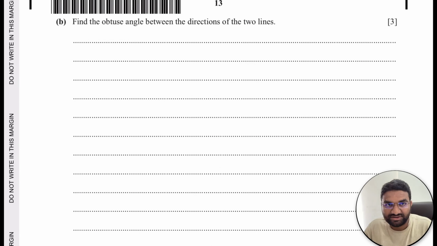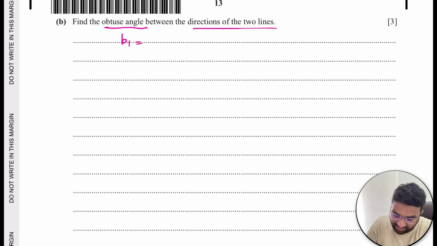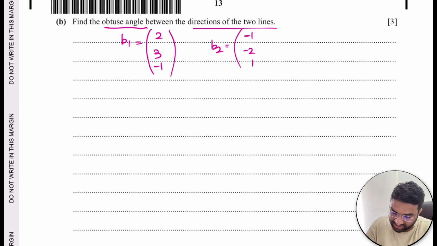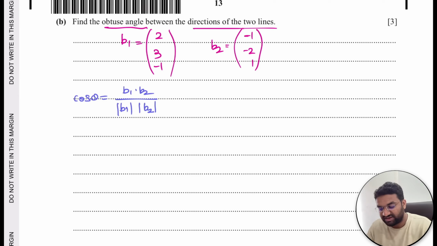So the second part: find the obtuse angle between the directions of the two lines. Here we have to find the obtuse angle between b1 and b2. In this question, b1 is (2, 3, -1) and b2 is (-1, -2, 1). It is given. Here you have to take cos θ equal to b1 dot b2 upon mod of b1 times mod of b2. These are the direction vectors of the equations of the two lines.